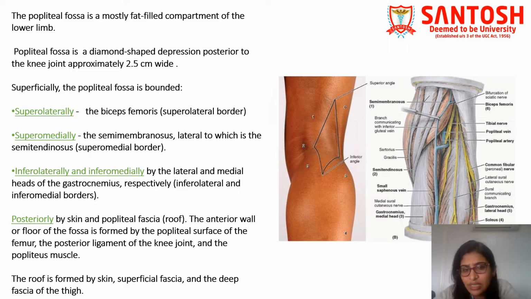Now posteriorly, it is formed by the skin and the popliteal fascia, which forms the roof. The anterior wall or the floor of the fossa is formed by the popliteal surface of the femur, the posterior ligament of knee joint and the popliteus muscle. The roof is formed by the skin, superficial fascia and the deep fascia of thigh.